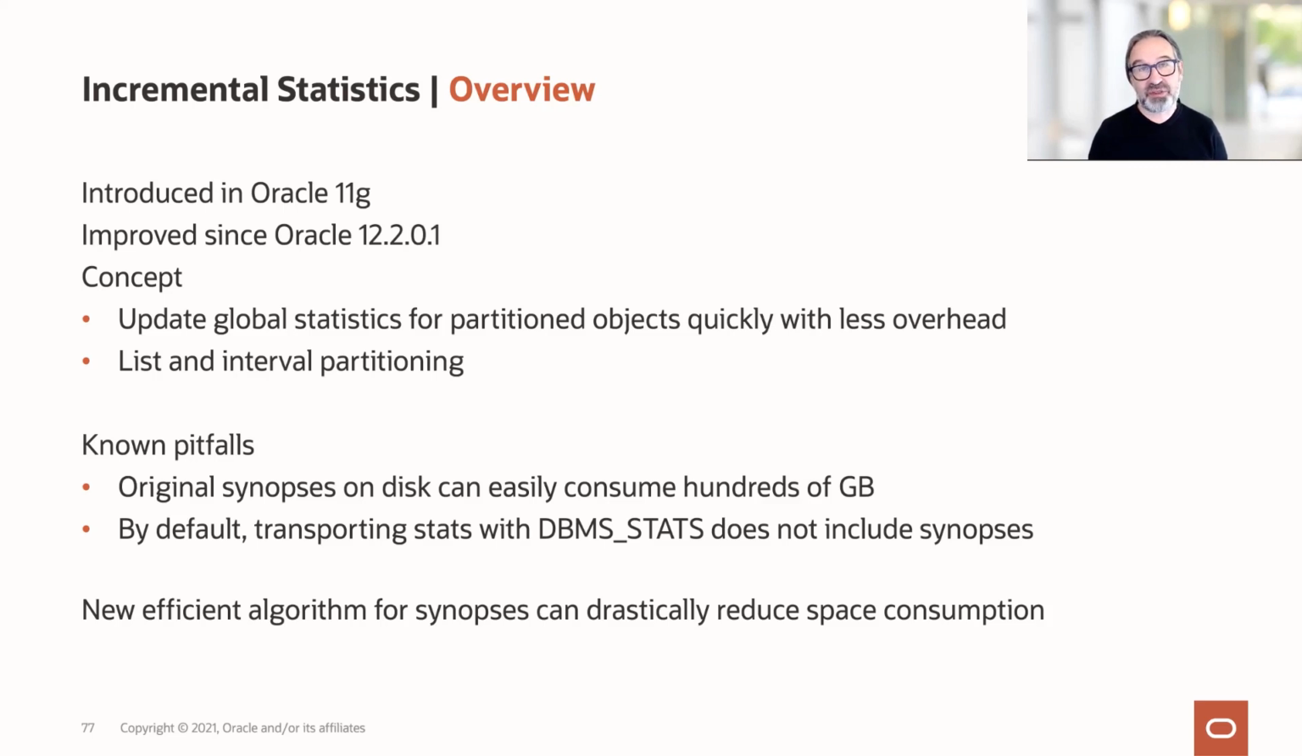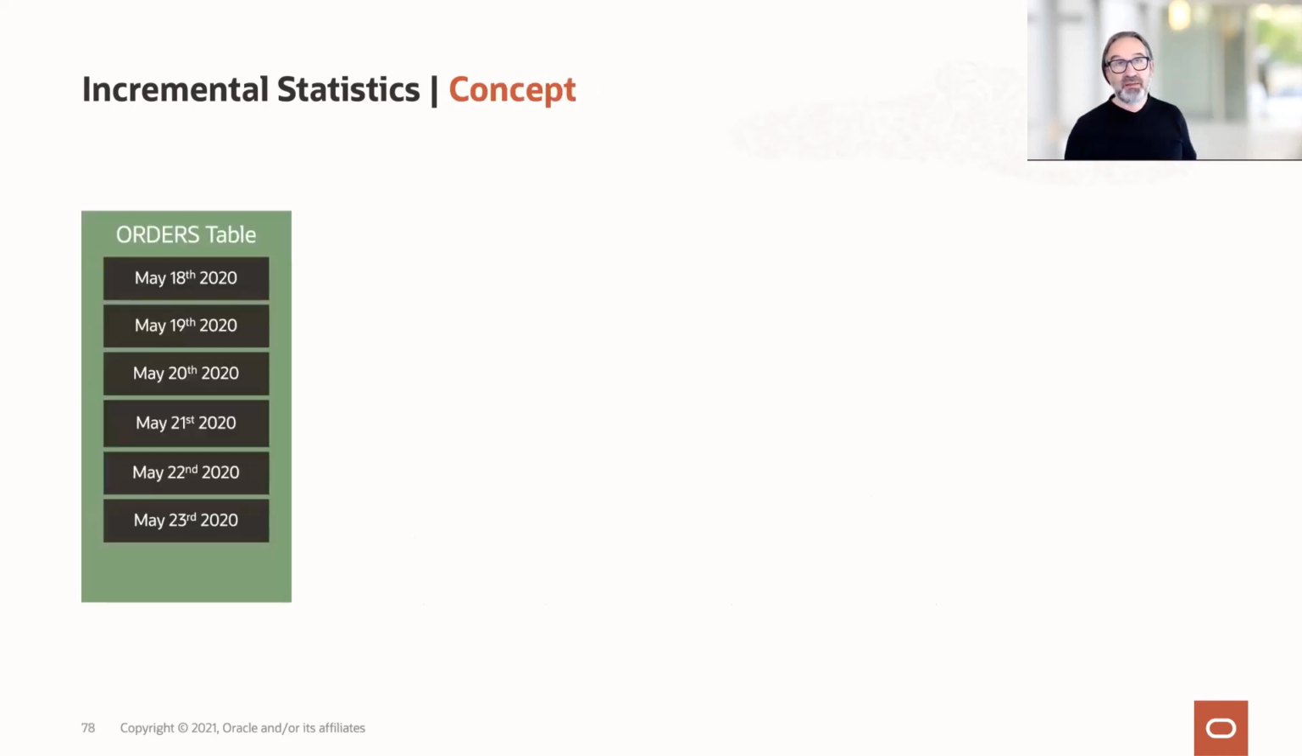Now with 12.2, the feature got significantly improved with a new algorithm for the synopsis. But the new algorithm is not picked just by default. So we have to do a little bit. Now I would like to show you at first the concept of incremental stats and then show you the configuration steps we need to take. And third, then explain what you should do when you upgrade to 19c.